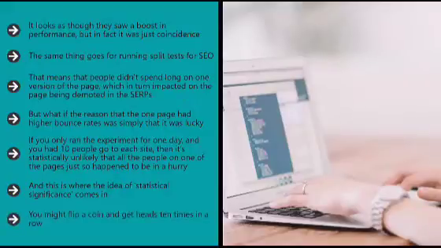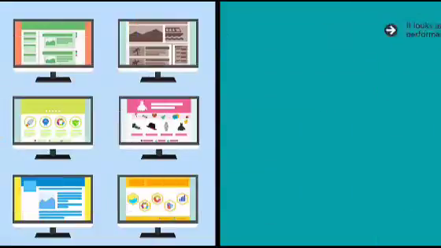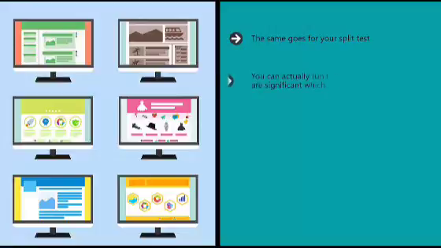You might flip a coin and get heads 10 times in a row. That's an extremely unlikely outcome, but it's possible. But if you flip a coin and get heads 100 times in a row, that is so astronomically unlikely to be coincidence that you can probably assume the coin is rigged. The same goes for your split test. Run the test long enough and the results become increasingly likely to be accurate. This is what we refer to as statistical significance. You can actually run tests to find out if your results are significant, which will give you a p-value.